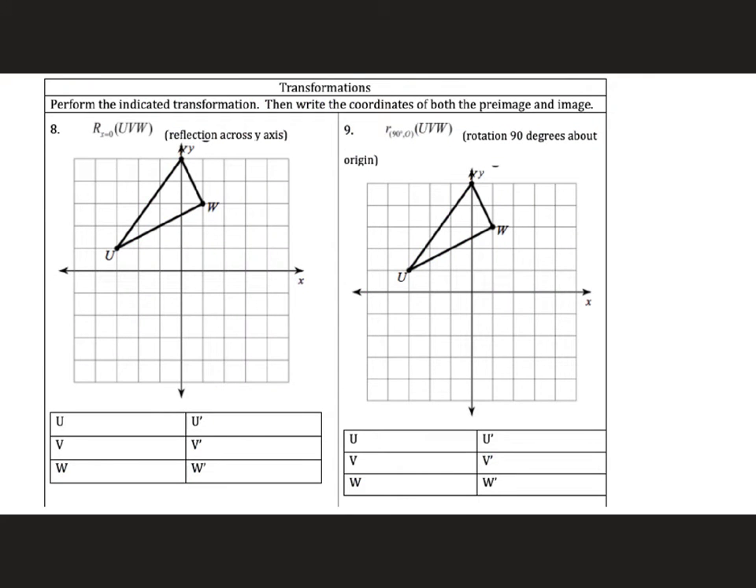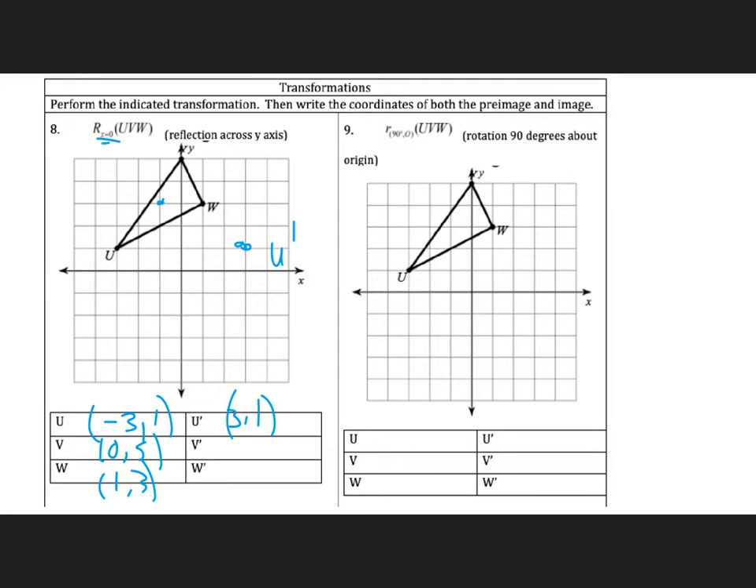Ooh, reflection across the y-axis. Let's first note the points. U is at negative 3, 1. V is at 0, 5, and W is at 1, 3. Across the y-axis, x equals 0 is the y-axis. So U is 3 away, so let's go 3 away on the other side, so that's U prime. So that's going to be 3, 1.